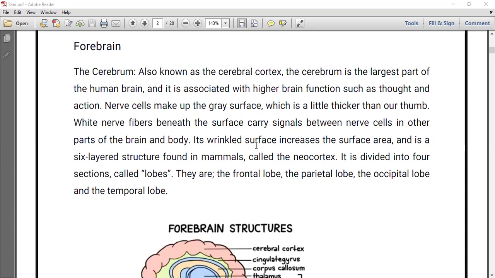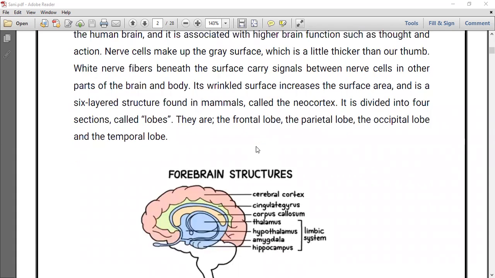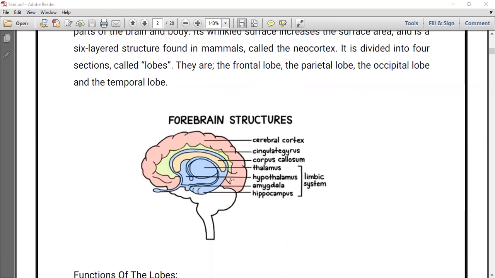The wrinkled surface increases the surface area and is a six-layer structure found in mammals called the neocortex. It is divided into four sections called lobes. These are the frontal lobes, the parietal lobes, the occipital lobe, and last one is the temporal lobes. So these are the structures of one part of our brain.